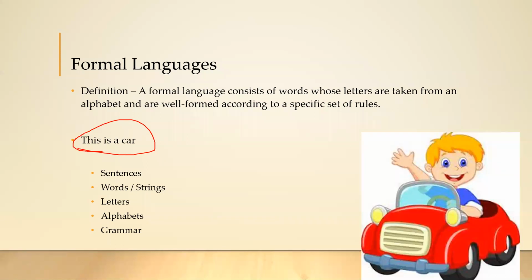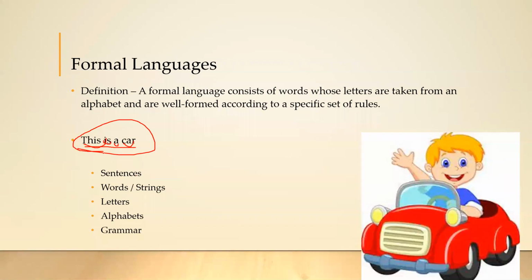Now, why do I say it is a formal language? I say it is a formal language because I have a concept called words over here, or I can say this whole thing is called a sentence. A sentence is nothing but a combination of words. I have four words over here. This is a word, is is a word, a is a word, and car is a word. Now, a formal language will consist of words together, which will form a sentence.